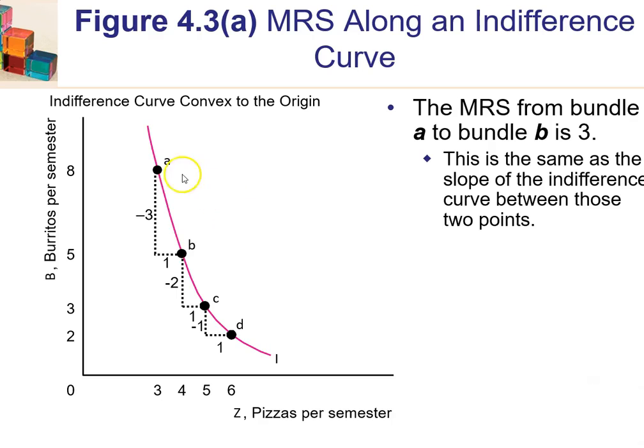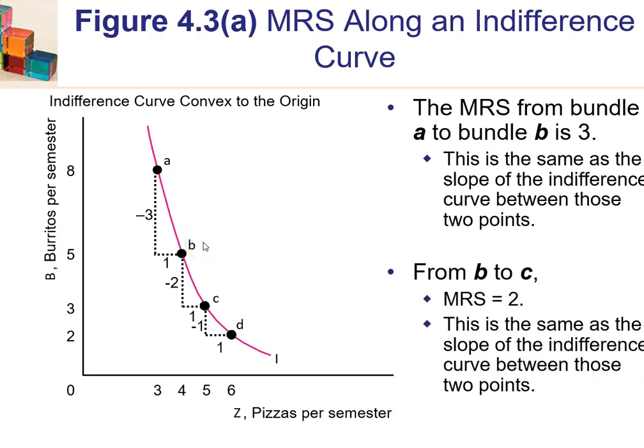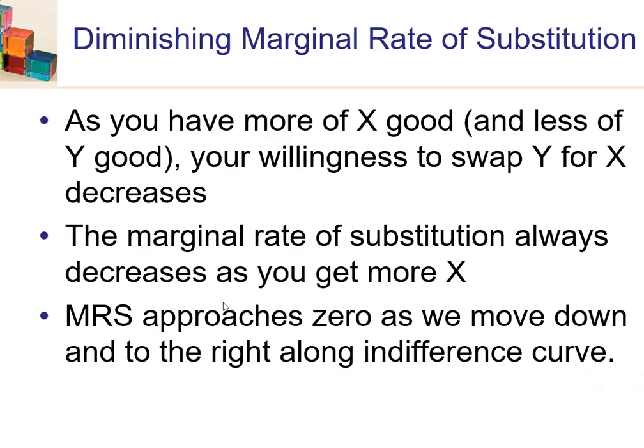It changes. At point A, it's 3. At point B, it's 2. At point C, it's 1. So to summarize then, we've seen that the marginal substitution MRS diminishes. As you have more of one good, good X, and less of the Y good, your willingness to swap Y for X decreases. The marginal substitution will always decrease as you get more of the X good, in this case, pizza. Your marginal substitution will approach 0 as you move down to the right along the indifference curve.